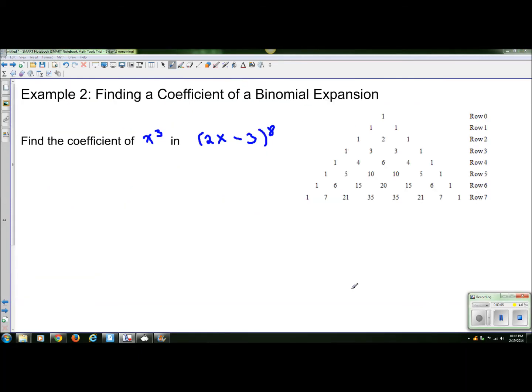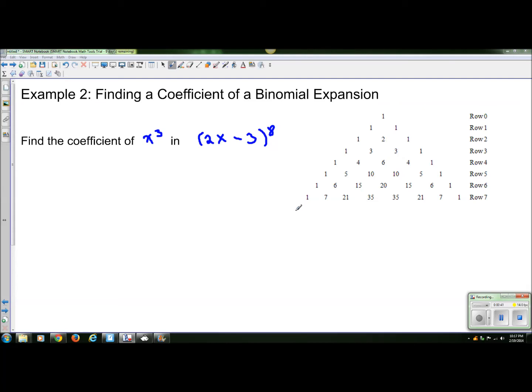What if we were only interested in a coefficient of a specific term? What if I want to find the coefficient of the x cubed term in this binomial expansion here? 2x minus 3 to the 8th power. Well, we'd like to use Pascal's triangle, but in my picture, I only go up to row 7, and I know that I need row 8. What can we do? Well, we could make the next row in Pascal's triangle.